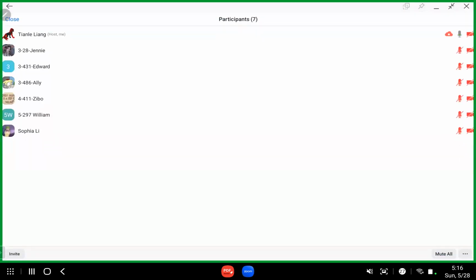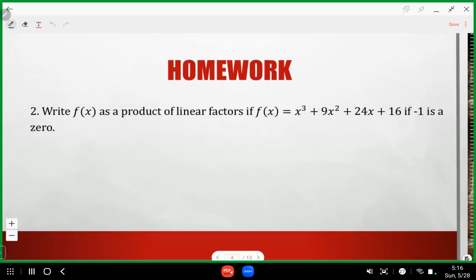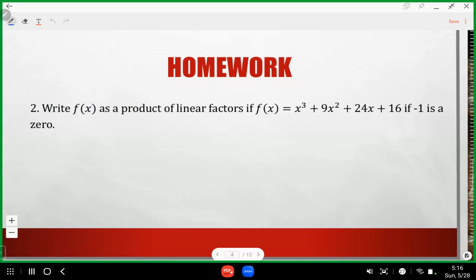All right, so let's do this one. Write f of x as a product of linear factors. f of x is equal to x cubed plus 9x squared plus 24x plus 16, if negative 1 is a 0. So let's find someone else to do this.